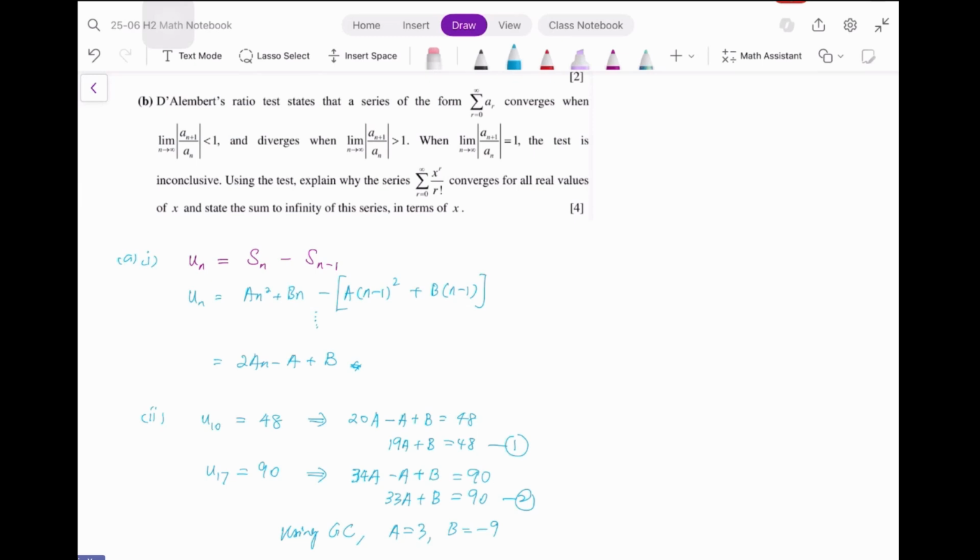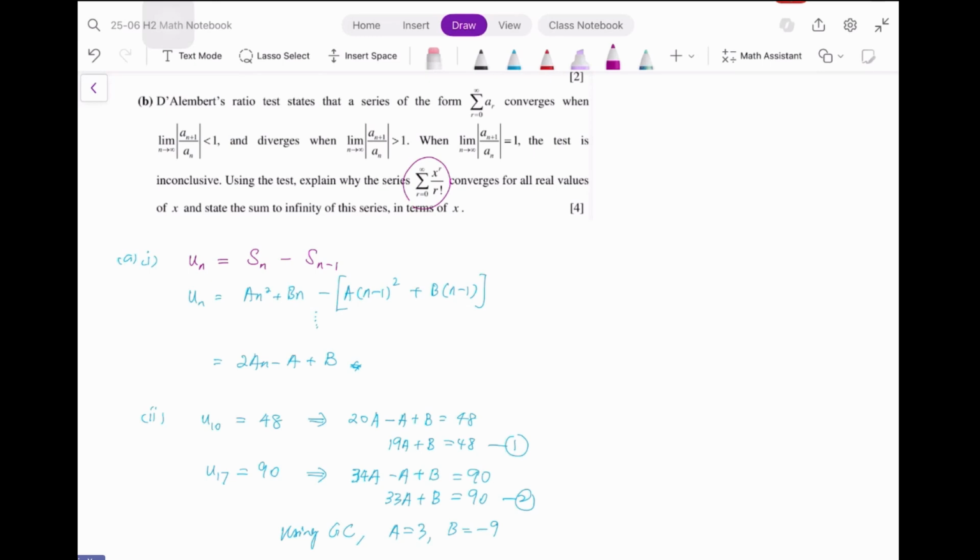I don't know how to pronounce this guy, but the d'Alembert's ratio test states that a series of the form, okay, they give you the form, converges when this happens, diverges when this happens, inconclusive when this happens. So this is the test. The conclusion is converge, diverge, inconclusive. GP skills: using the test, explain why this series converges for all real values of x and state the sum to infinity of this series in terms of x.